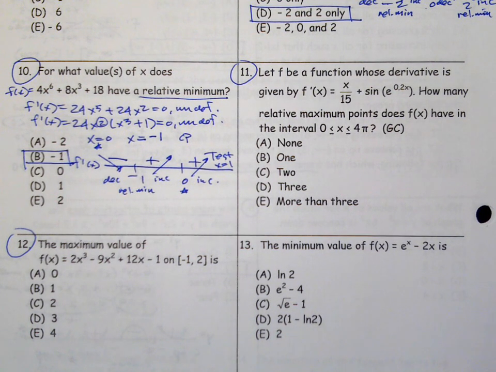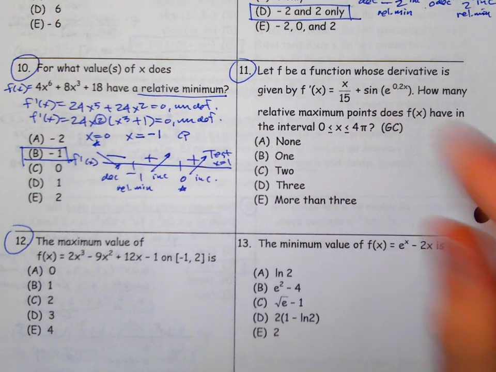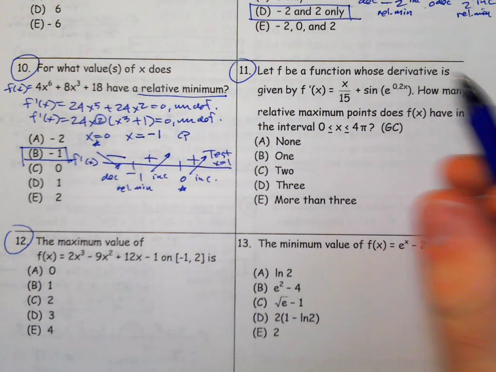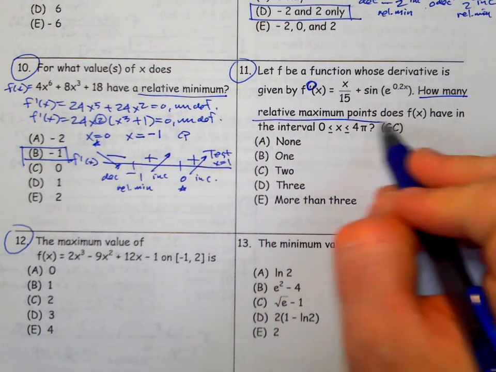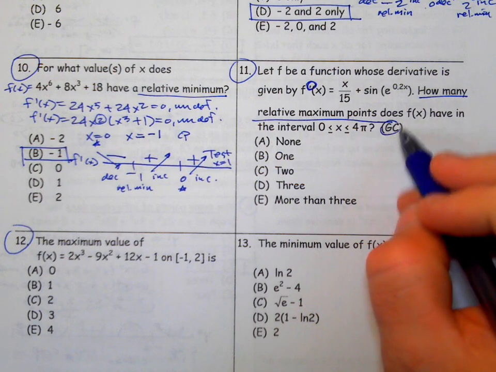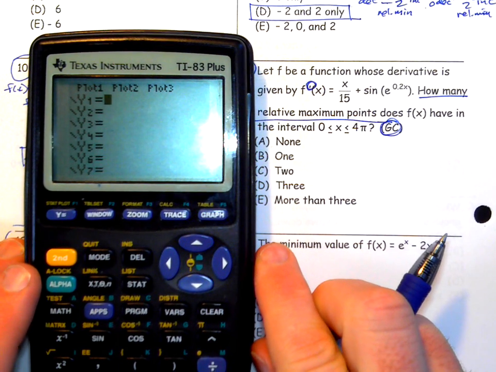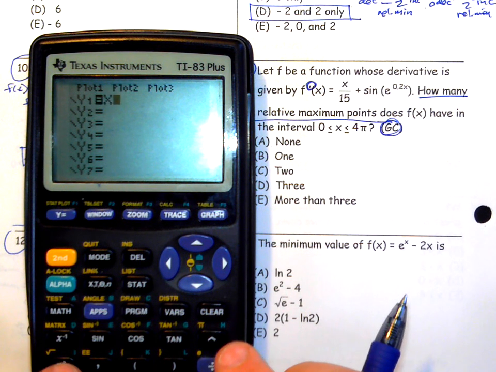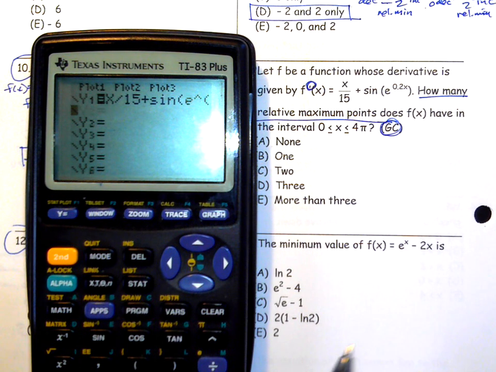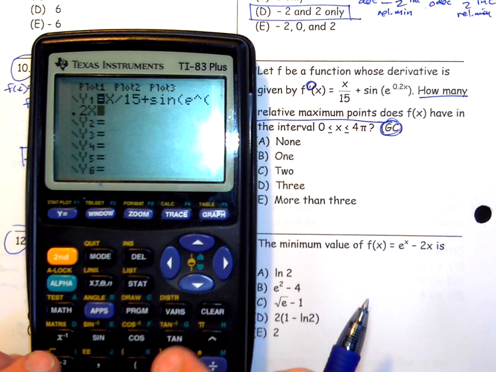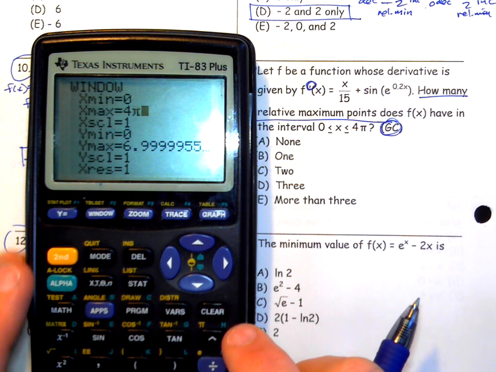Number 11 is a graphing calculator problem, which should be helpful because that would be ugly. It'd be a lot of ugly work. f is a function, and they're giving you the derivative. How many relative maximum points does it have on 0 to 4 pi? So if we go in here, we can put in x over 15 plus sine of e to the 0.2x. Close, close, go to window, go to 0 to 4 pi.